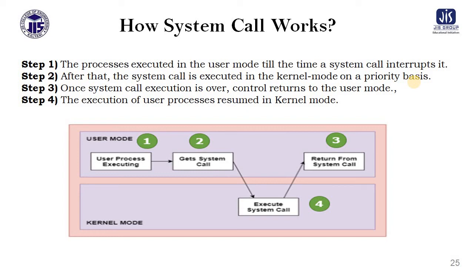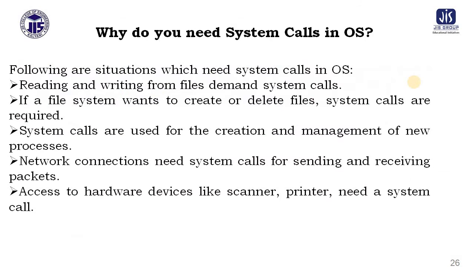Number three: once the system call execution is over, control returns back to the user mode. So once the execution of the system call has occurred, control will again come back to the user mode. Number four: the execution of the user process resumes. So these are the steps in system calls.